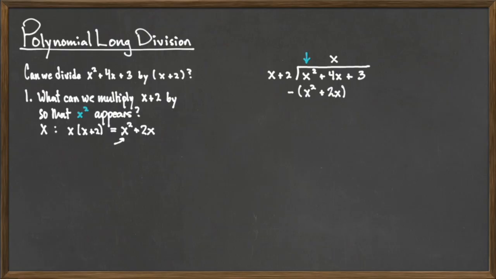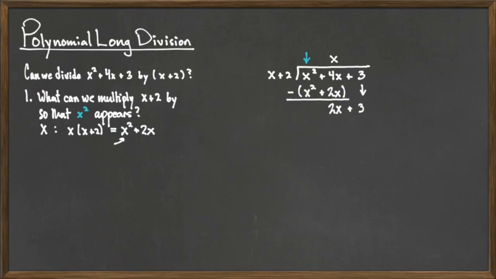But what I've done is I have taken this new term x, I've multiplied it by my divisor, and this product that I get from that, which is x squared plus 2x, I need to subtract from my dividend. Once I do that, I'm going to end up with 2x, and then I'm going to bring down that next term over, which is a 3. So the expression 2x plus 3 is what I now need.